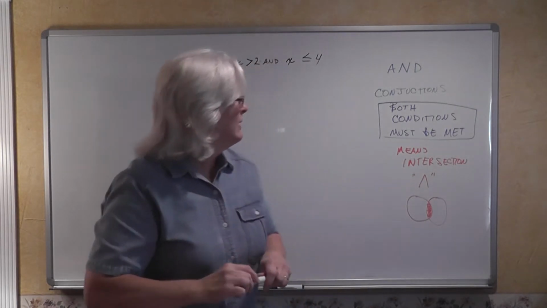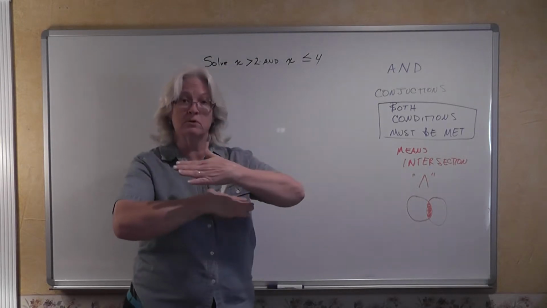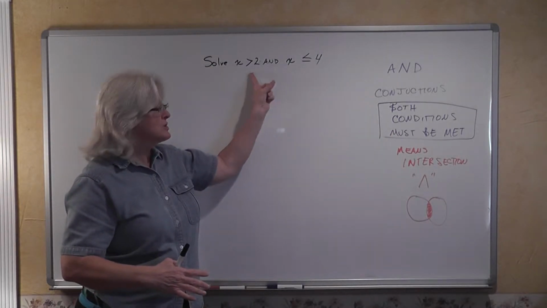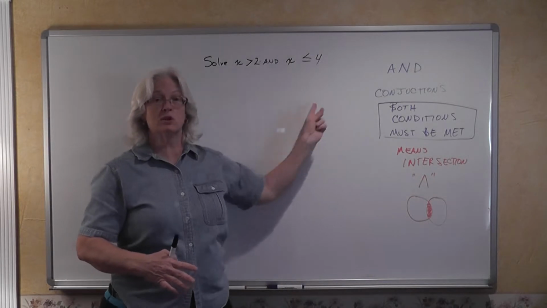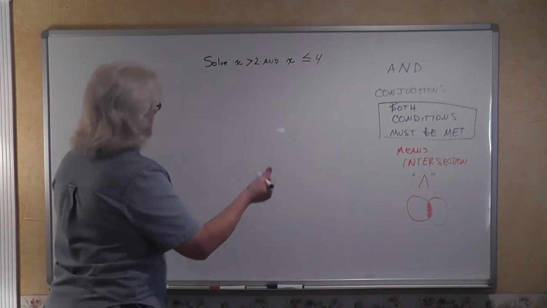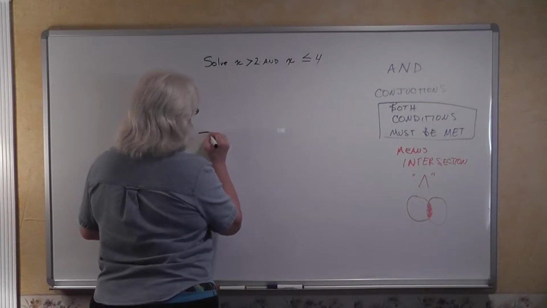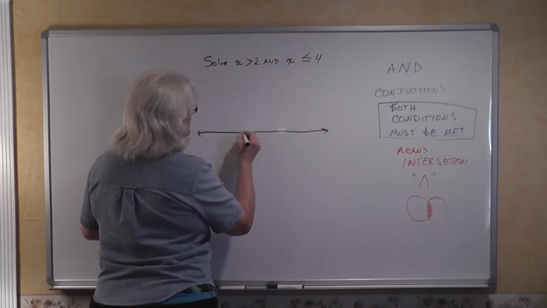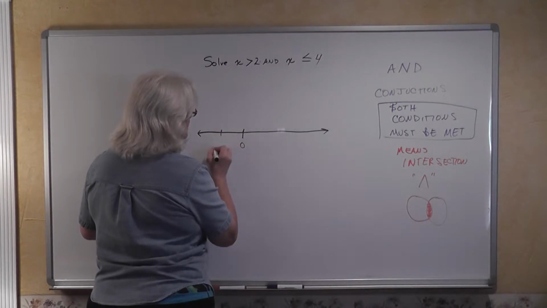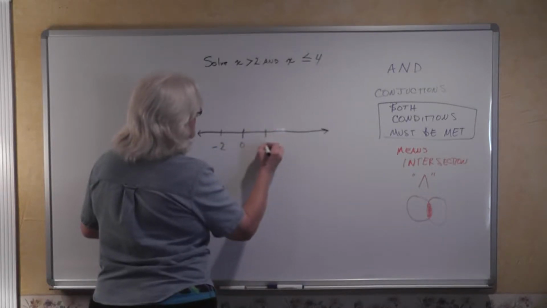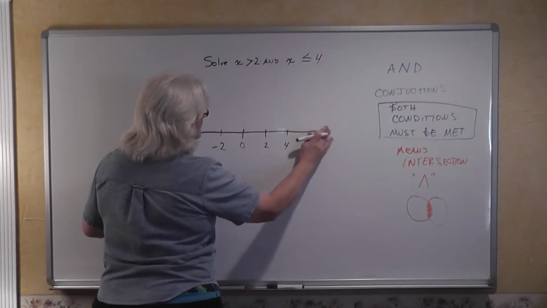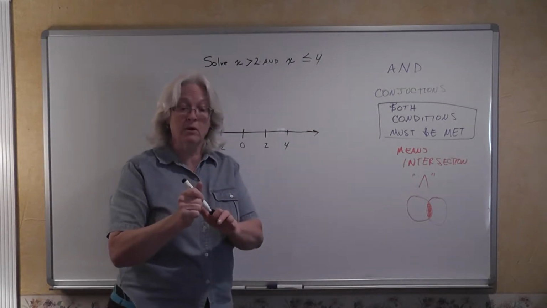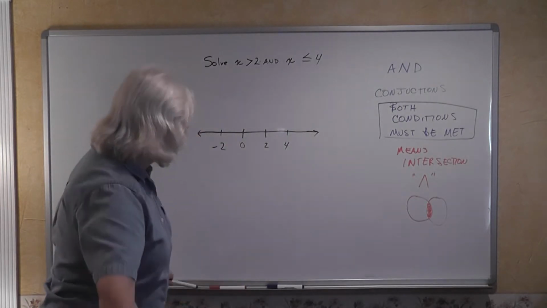Okay, translation here. We've already said that it's an intersection. It's sort of an overlapping. It's those areas that are true for both this first condition here and the second condition. And we're going to be graphing these solutions on the number line. So first, we want to draw our number line, and guys, I want you to use a ruler and measure this out. There we have a 0, -2, 2, and 4. We have two conditions that we're going to have to meet. Both conditions have to be met.